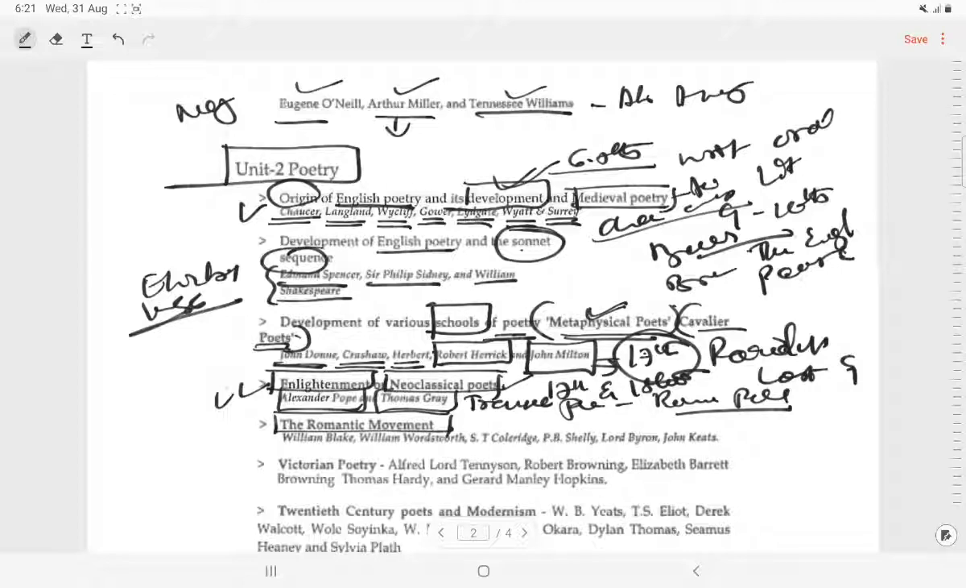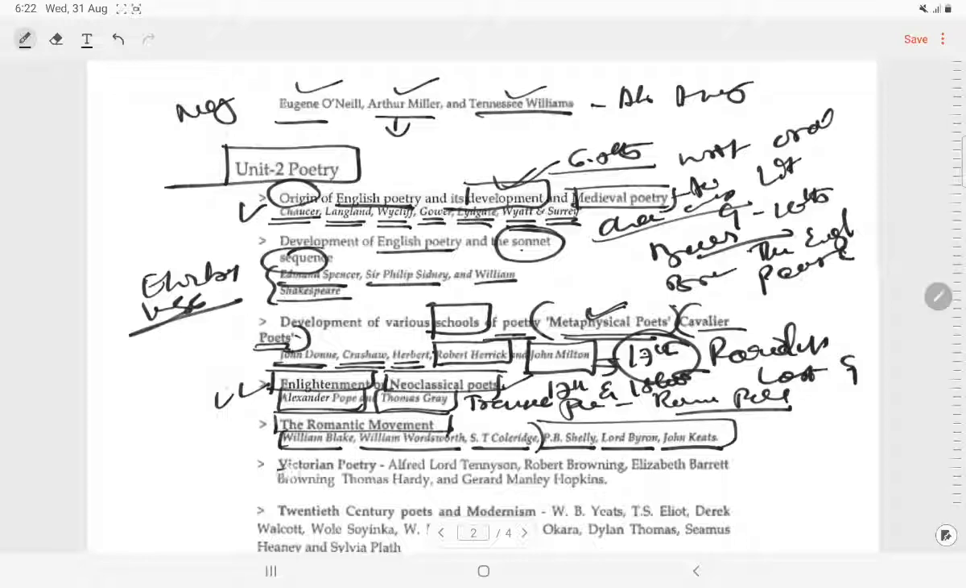Let us see who are the very important poets mentioned here: William Blake, William Wordsworth, S.T. Coleridge, P.B. Shelley, Lord Byron, John Keats. They are contemporary poets, and generally these poets are classified into two groups: the elder poets William Blake, Wordsworth, Coleridge, and the younger poets Shelley, Byron, Keats. It is a kind of nature poetry. The Romantic movement is a kind of revolt against neoclassicism. We will discuss all those features in our coming videos.